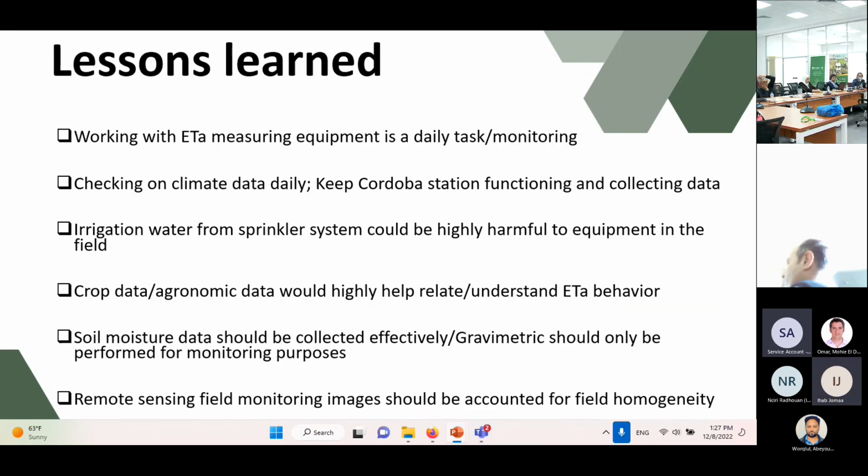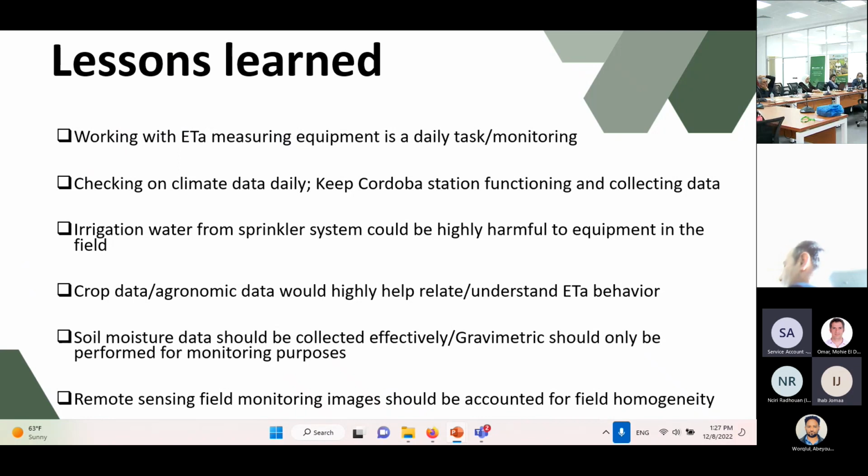What we've learned working with ETA measurement equipment is that it requires daily monitoring, checking climate data daily, and keeping the Cordoba station functioning all the time and collecting correct data. Irrigation water from a sprinkler system could be highly harmful to equipment, especially with our water quality, which is heavy water.